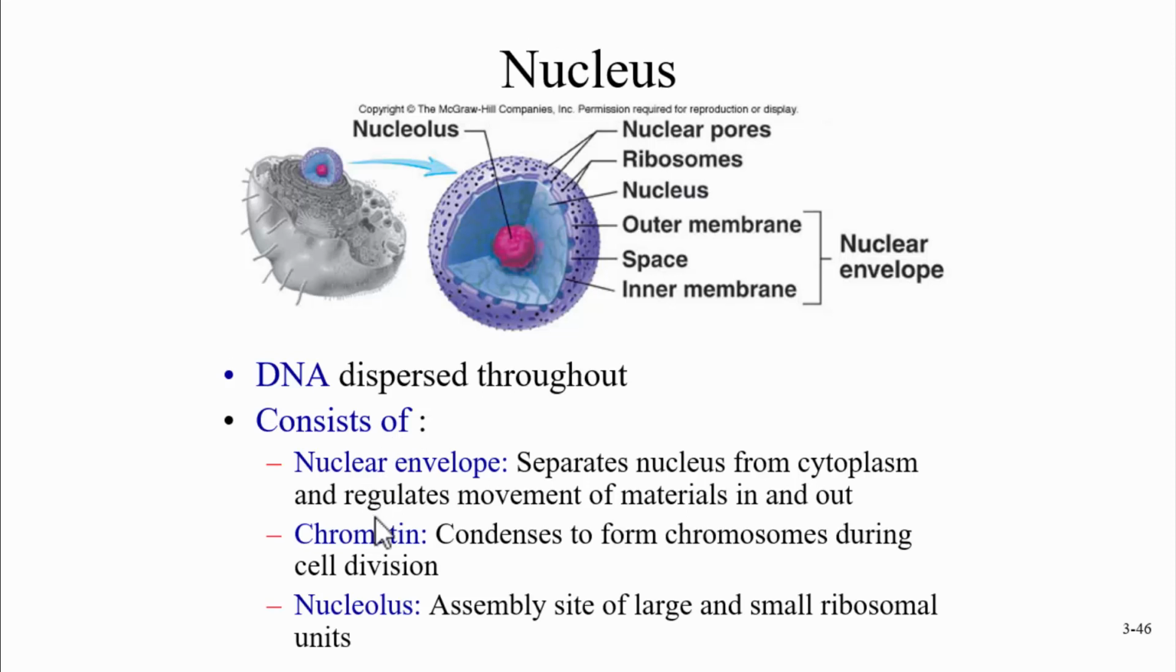And so what else do we have here? Then we have the nucleolus in the center. And that's the assembly site for large and small ribosomal subunits. So in other words, ribosomes are made in the nucleolus. Okay? So ribosomes are made in the nucleolus. And what do ribosomes make? They make proteins.